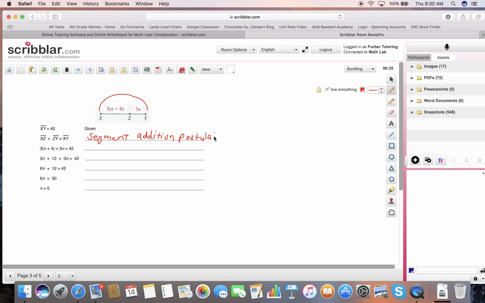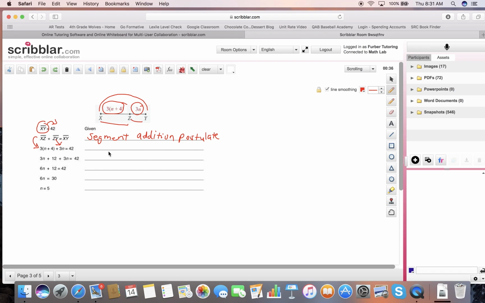That's the reason that my equation is going to get set up the way that you see it set up here. Okay, so then the question is, what did I do from here to make it look like this? Well, you could probably tell that XZ is being replaced with 3 times n plus 4 because that's what it says XZ equals. And then you could probably see that ZY is being replaced with 3n because 3n is what it tells us ZY equals. And then obviously XY, which is what they told me about right here, is being replaced with 42.